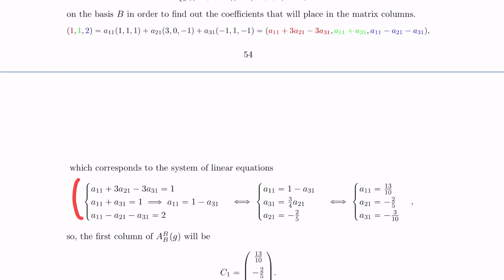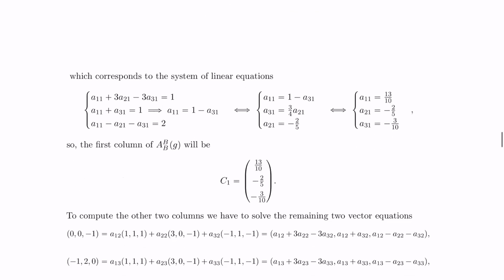If you solve the system as I indicated here, you find a unique solution that will give you the elements of the first column C1 of the matrix A_BB of G.